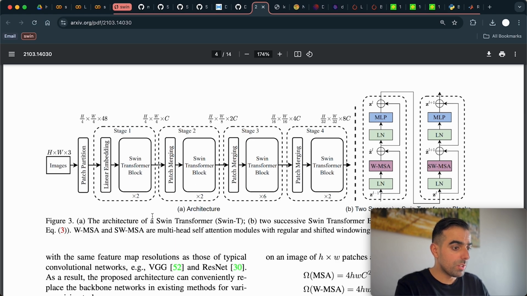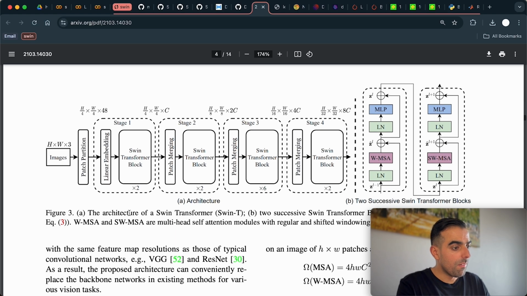But just look at how the tensor, the multidimensional array we feed to the Swin Transformer, changes in shape until we get to the final image classes.